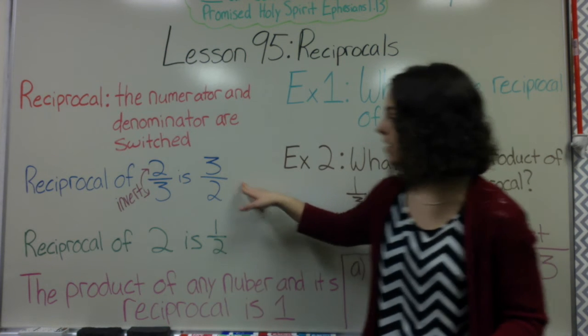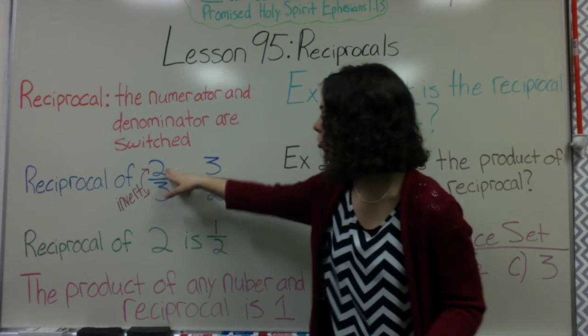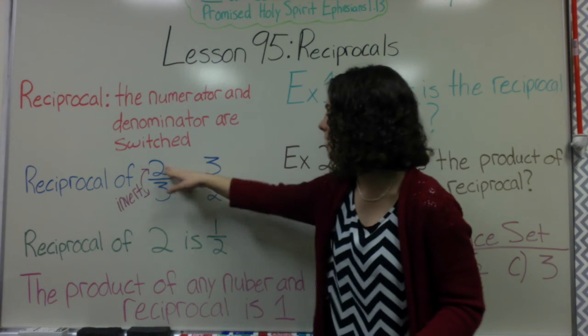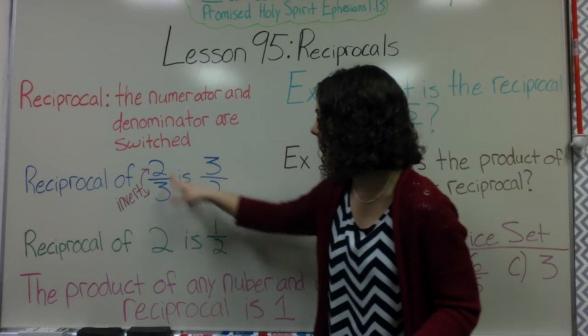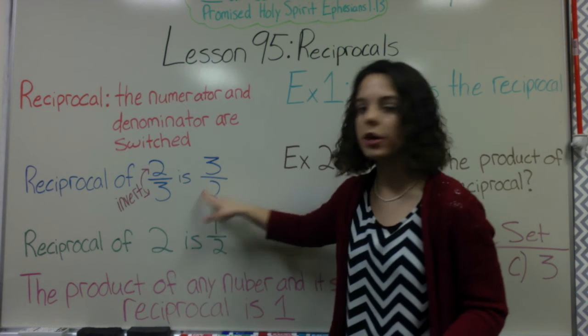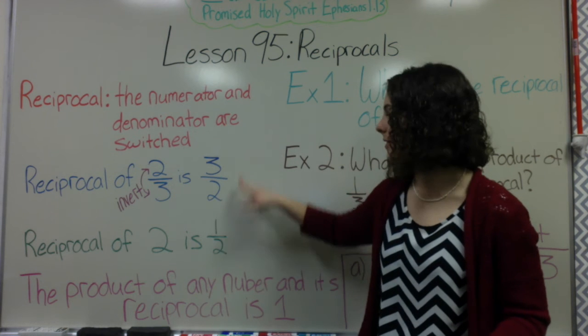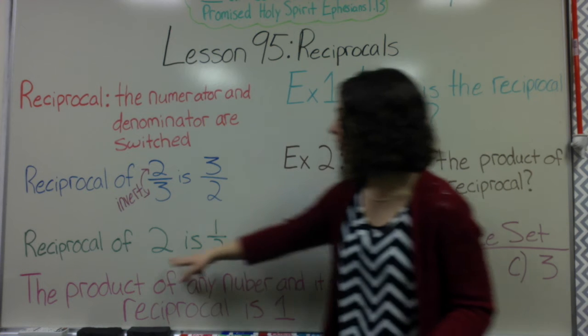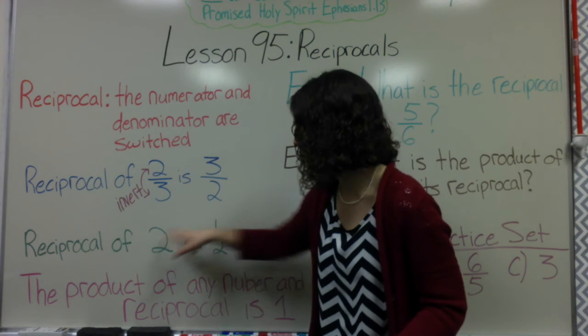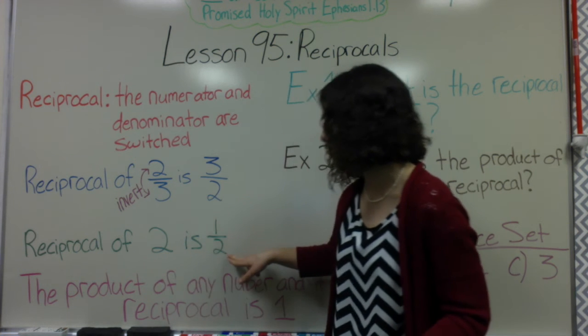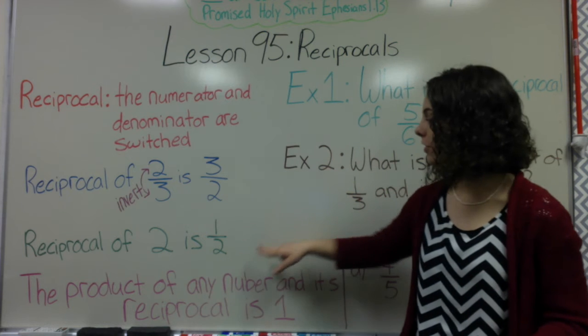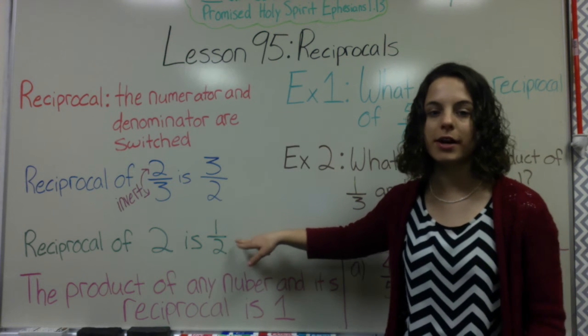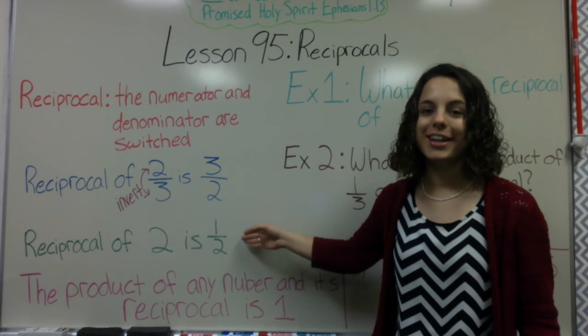The reason for that being, I'm multiplying the same numerator and same denominator. So I have 2 times 3 and 3 times 2. Both will be equal to 6. 6 over 6 is 1. If I do 2 over 1 times 1 over 2, same thing. 2 over 2 equals 1. So any number times its reciprocal is 1.